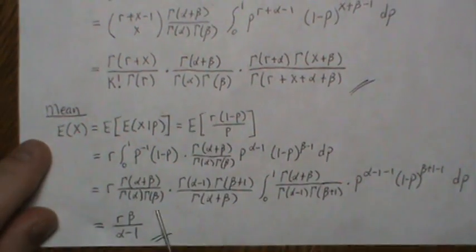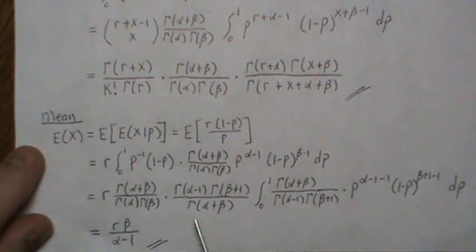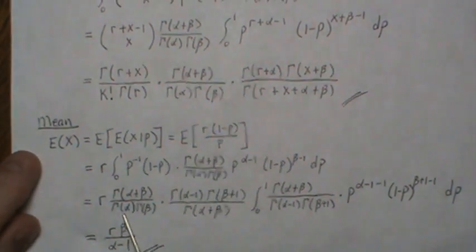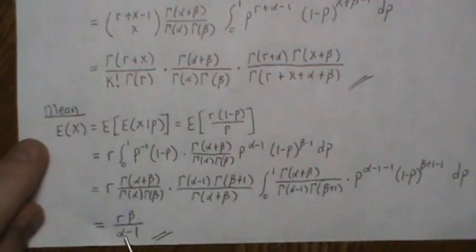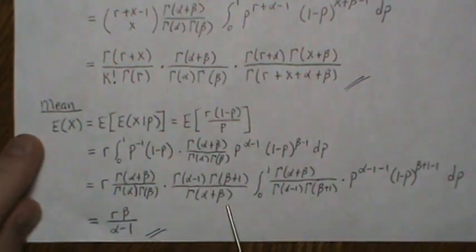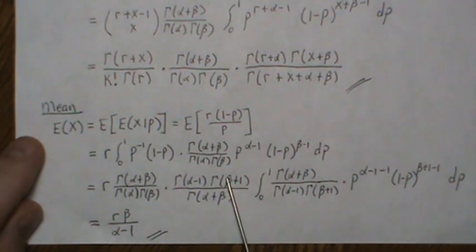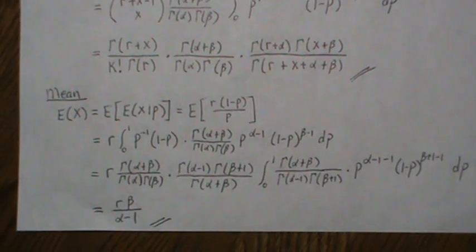And then what's left over is this here. But things start canceling. The gamma here cancels. This right here is alpha minus 1 times gamma of alpha minus 1. So that cancels with this, and we're just left with alpha minus 1. The r, of course, is here. The beta, same way. This is beta times gamma of beta, so the gamma of beta is canceled, we're left with that. And so this is the mean of a beta negative binomial distribution.